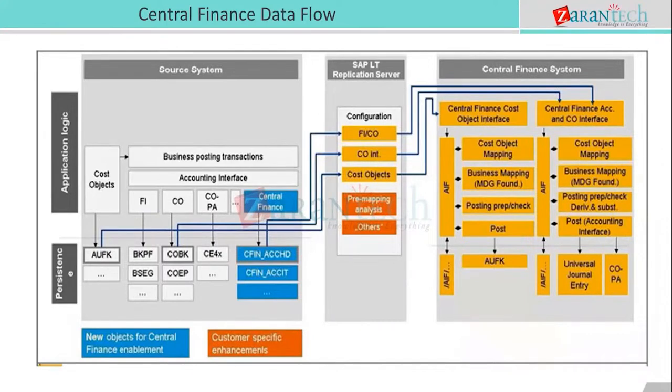I have a similar question, but I will put it the other way around. To me, that's a fundamental question. I wonder why they have given that provision only for BKPF and BSEC, and why not for controlling and cost objects? Why haven't they done something similar? Instead of getting the data from BKPF and BSEC, we are getting it from CFIN_ACCHD and CFIN_ACCIT. Why have they given a special provision only for the finance side, but not finance and controlling? They could have done the same thing for the AUFK table.